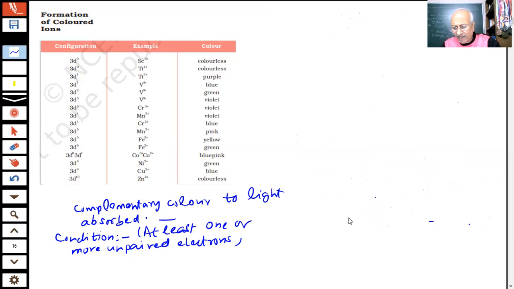Another way of saying it is that when electrons undergo d-d transition from t2g to eg, they will be excited. But when the excited electrons return back to the lower states, they will emit light, which we see as colors.